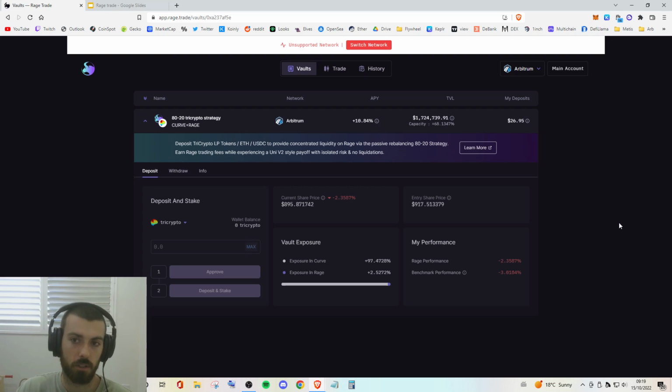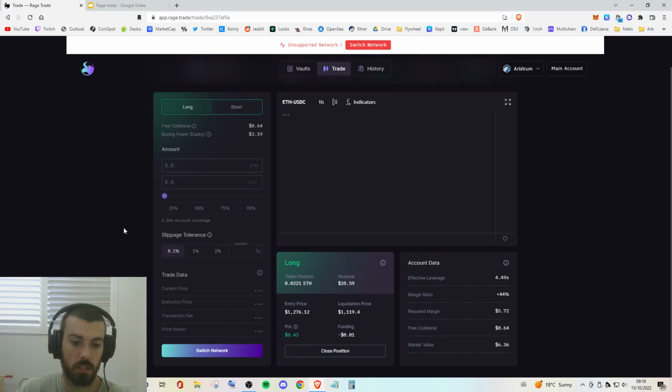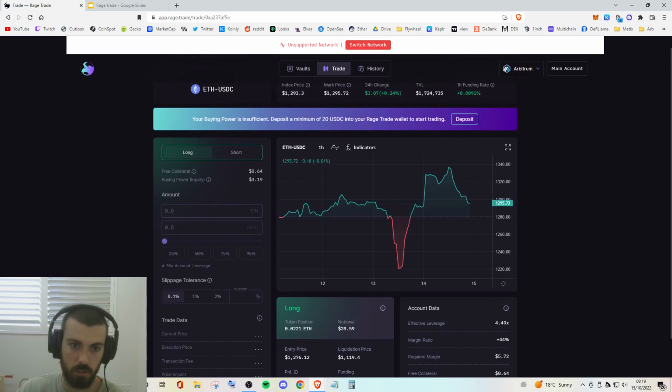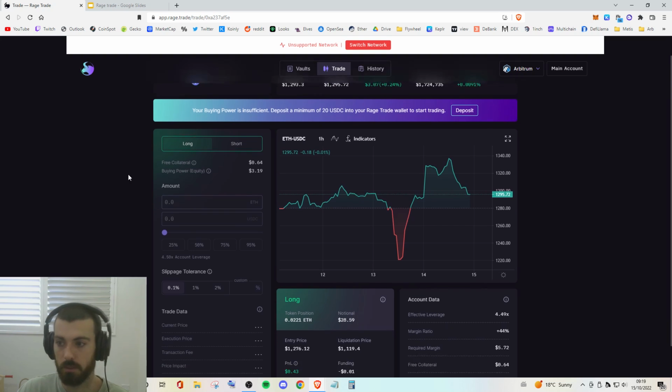As I said, they don't have a token, but that is planned, and we'll have to see what the value capture of that is, obviously. So yeah, not much else for that. This is again the trading window. This is a $6 long that I've got on just to see what it looks like. Yeah, that's about it. Rightio.